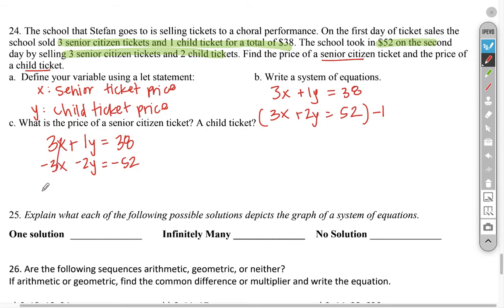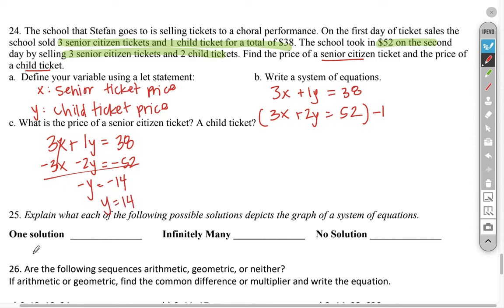So then our x's cancel out. 1y minus 2y is going to leave us with negative y. 38 minus 52 is going to leave us with negative 14. If we want this y to be positive, we divide by -1, which just changes the sign of both, and we get y equals 14.